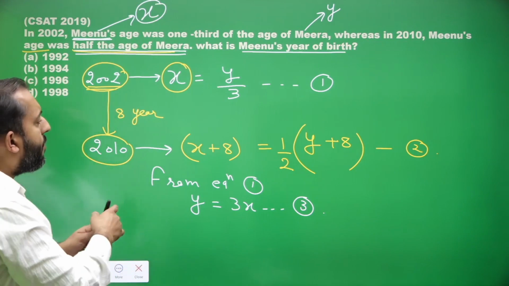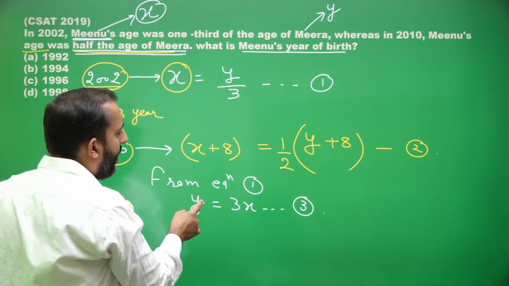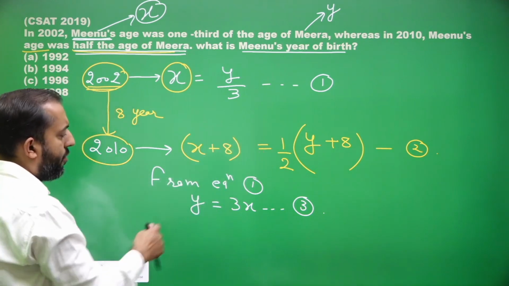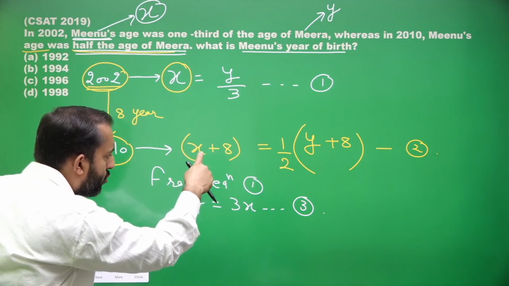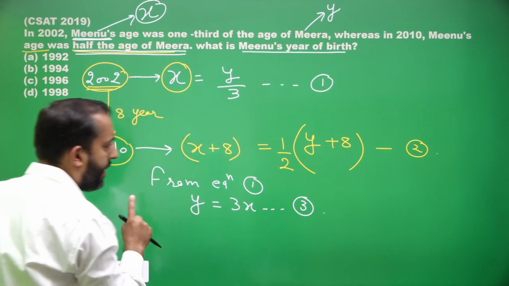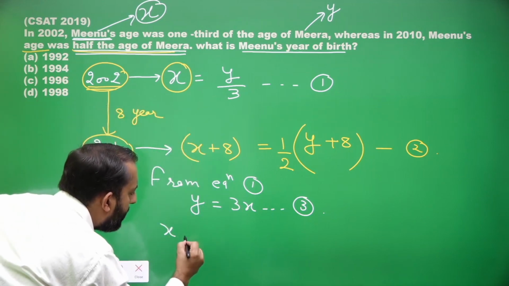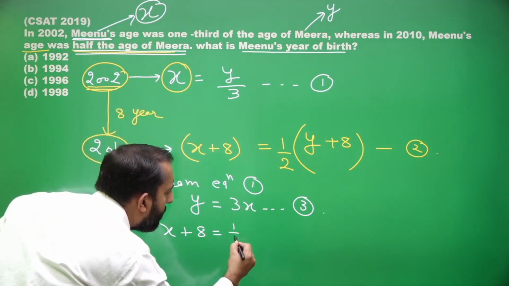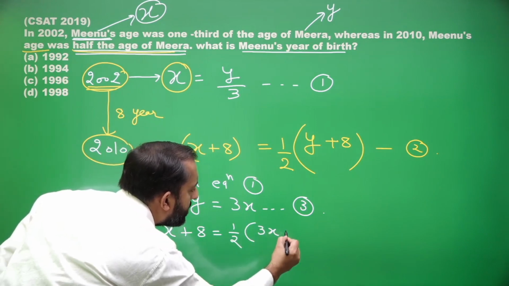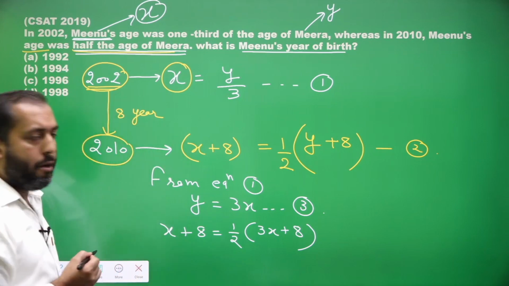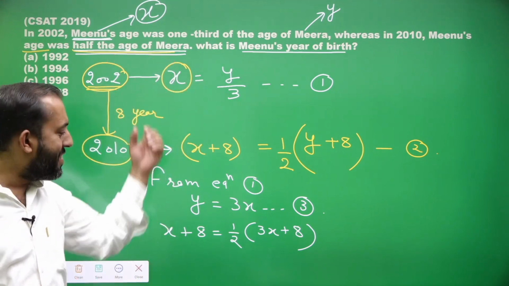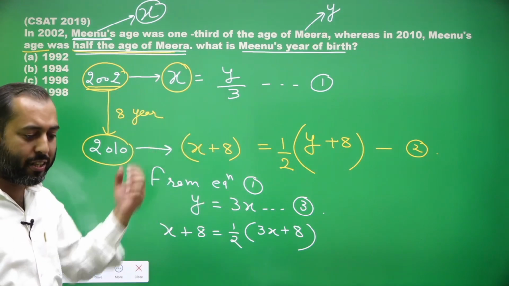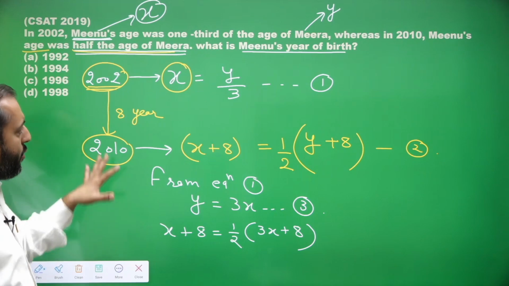Now let's insert this value of Y in equation number 2. So equation number 2 will become, in place of Y, we're going to insert 3X. So X plus 8 is equal to 1 upon 2 into 3X plus 8. Please make a note of it. I need some space to write down some more part of this question. Now I hope this is clear.